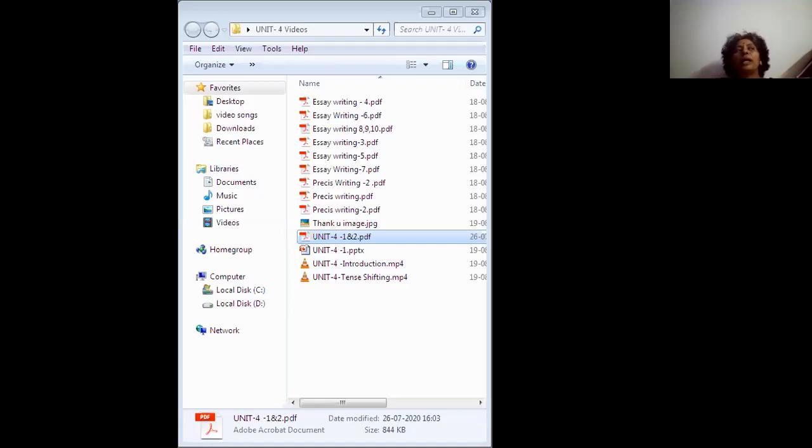So we have tense shifting based on the usage, the need, or the structure of the sentence. Thank you to one and all. In the next session, we will see essay writing and types of essays.